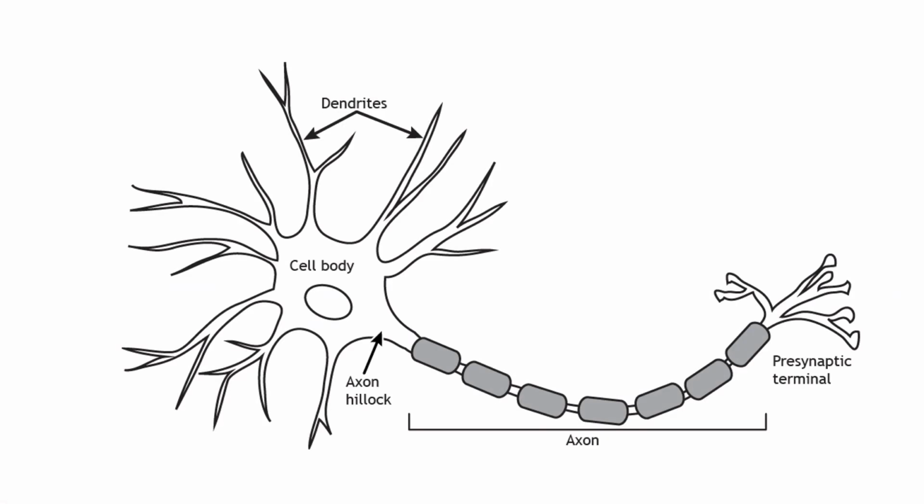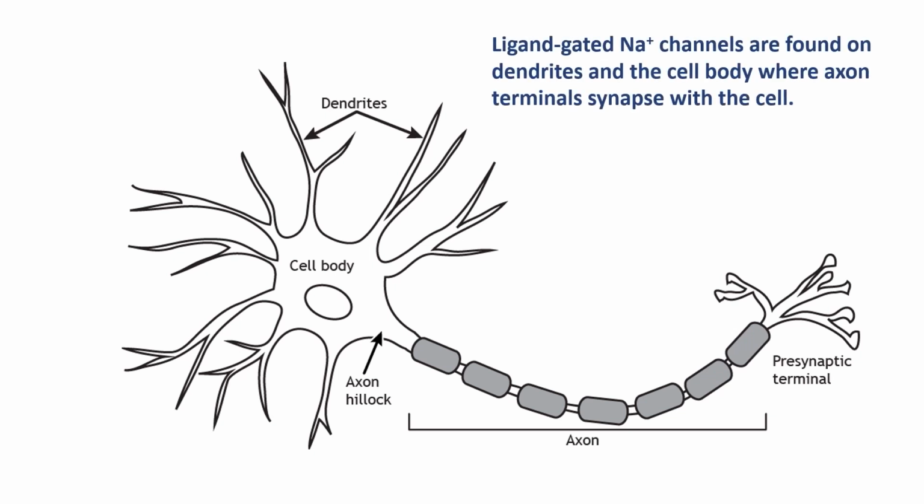Now let's put this all together and look at how an action potential is propagated along the length of a typical neuron. The ligand-gated channels that we discussed earlier are found on the dendrites and the cell body, where other neurons synapse with our cell. Ligand-gated channels are not found along the axon, well, at least not for this example.